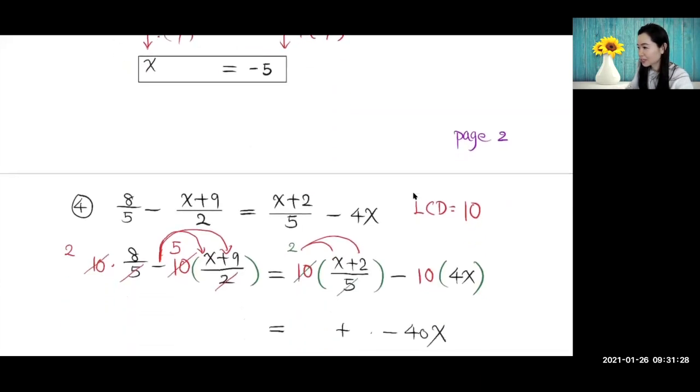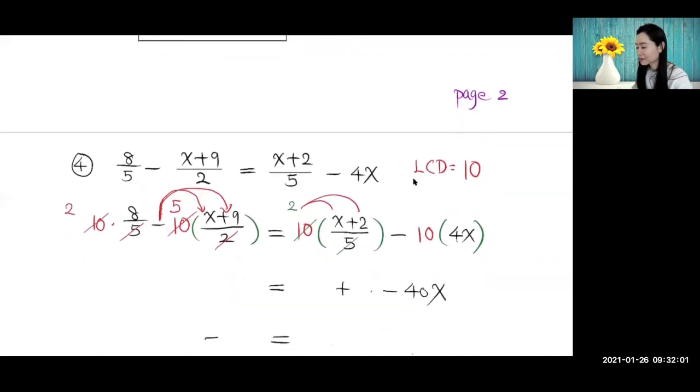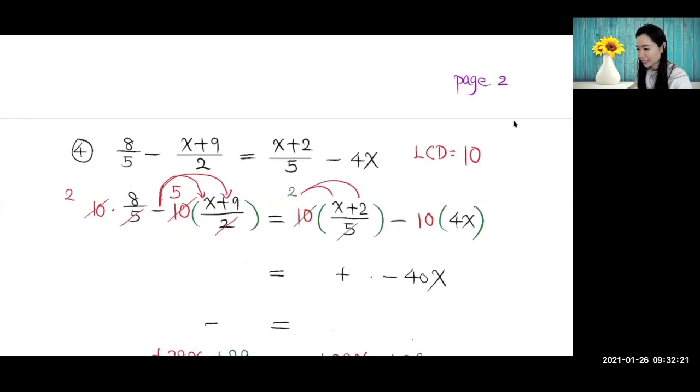Okay, the next equation. For this equation over here, 5 and 2, the smallest multiple will be 10. So the LCD here will be 10. So we multiply both sides by 10. Now 10 over 5 is 2. 10 over 2 is 5. 10 over 5 is 2.